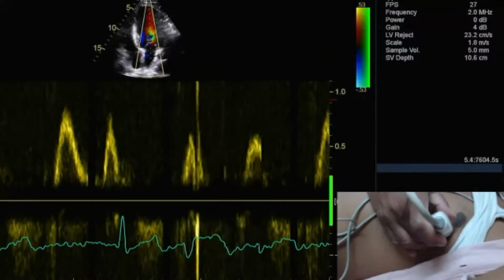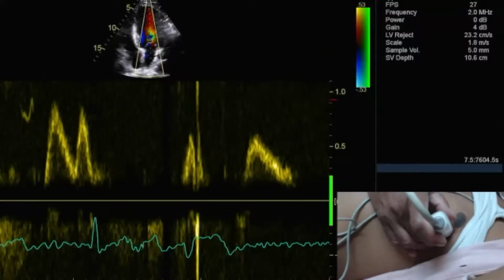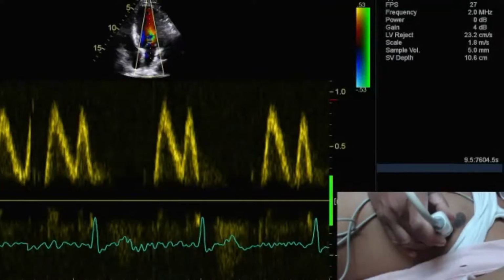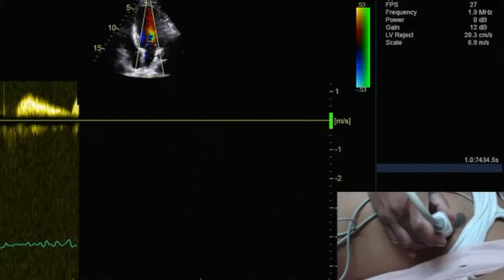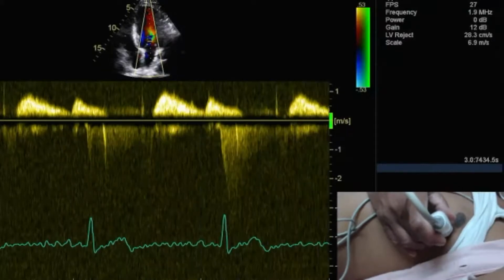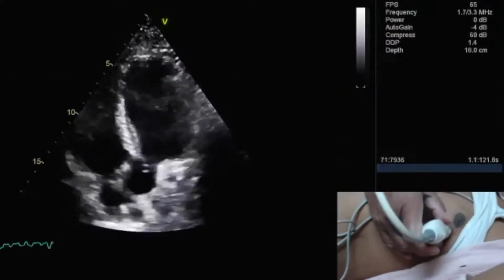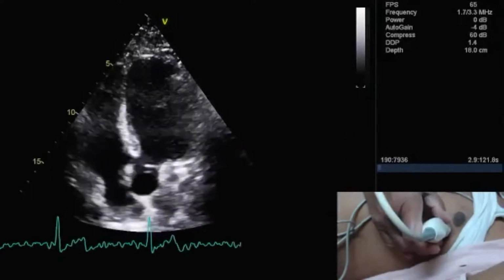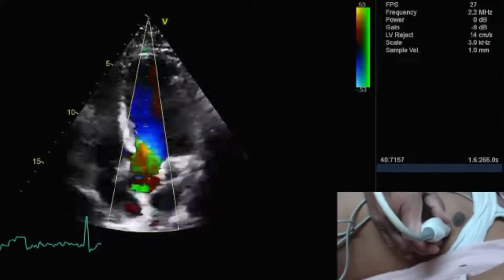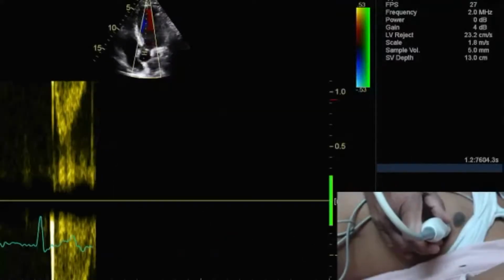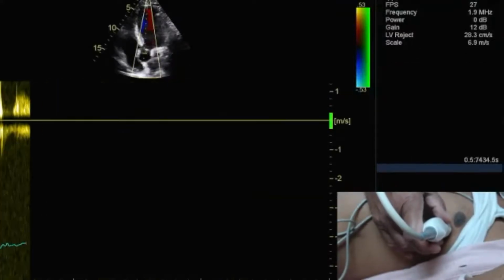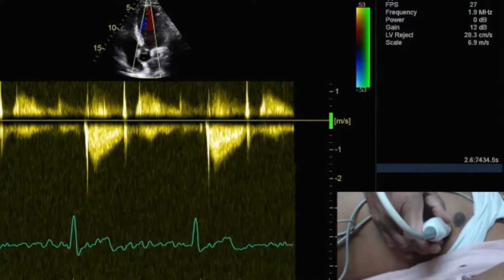And if you happen to see a Doppler spectrum pattern comfortably, don't bother about it. Don't shift to continuous wave Doppler. If you can't, then switch over to continuous wave Doppler. Similarly, for aortic valve, this is the best window for aortic valve, the 5-chamber view. We keep a sample volume distal to the aortic valve leaflet. And now I can't contain it, so I'm switching over to continuous wave Doppler.